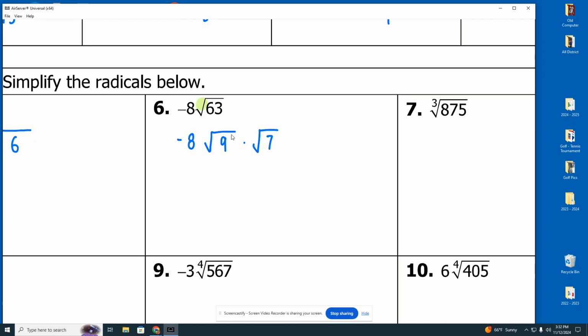9 times 7 equals 63. That's how we're breaking it down. Again, why? Because 9 is a perfect square. Therefore, it gets to escape that square root as a 3. Okay? Square root of 9 equals 3.